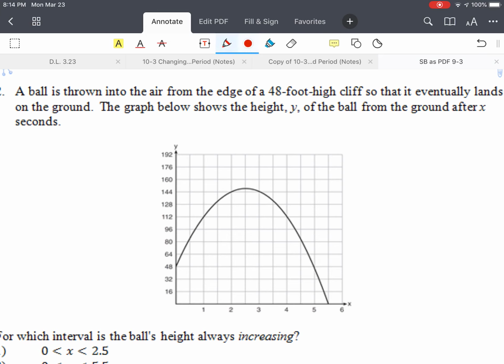We have a ball. It's starting at the edge of a cliff. So I'm just going to do that circle. That's my ball. And it's thrown into the air. So the ball gets thrown up. This is the highest the ball ever gets. And then it comes shooting back down to the ground. And it eventually hits the ground right here.